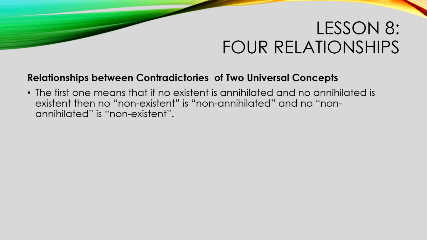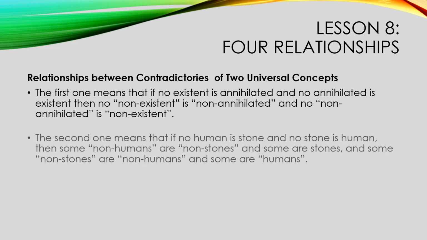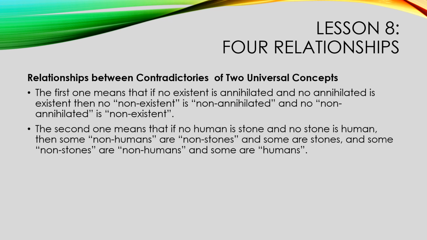Let us proceed. The first one means that if no existent is annihilated and no annihilated is existent, then some non-existents are non-annihilated, and some non-annihilated are non-existent. The second one means that if no human is stone and no stone is human, then it follows that some non-humans are non-stones, and some are stones, and some non-stones are non-humans, and some are humans.